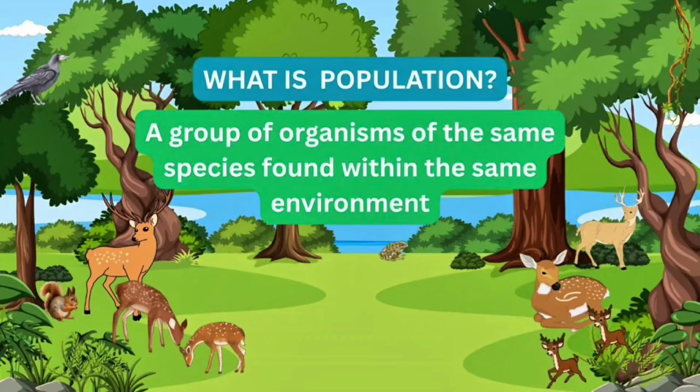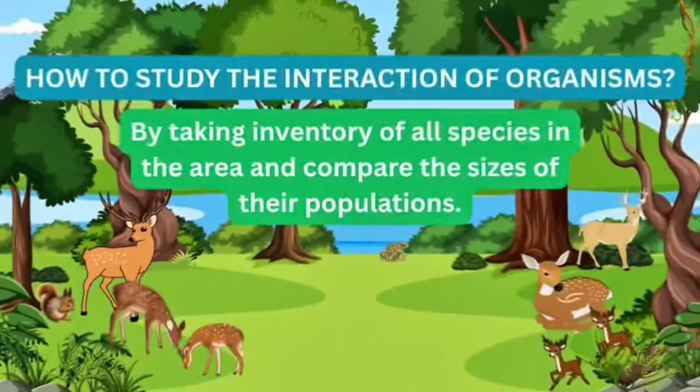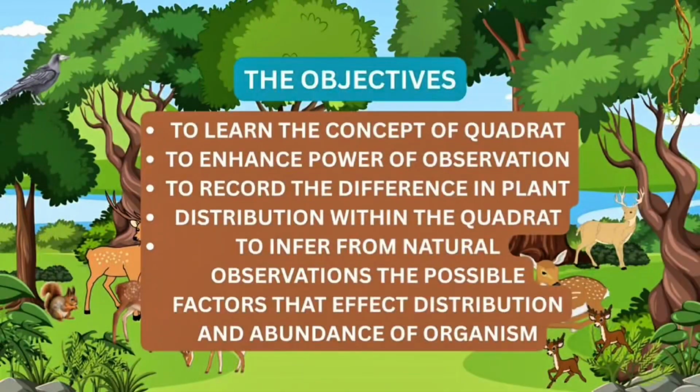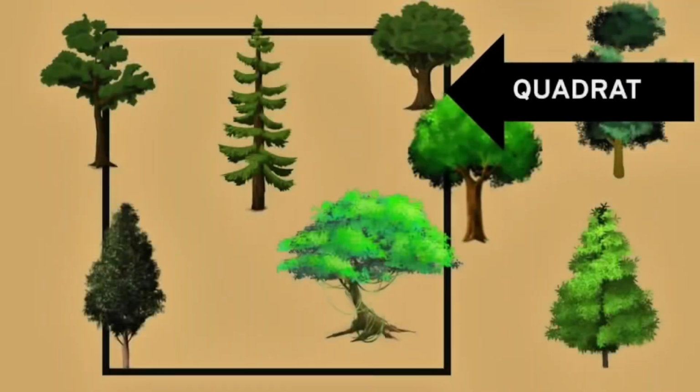What is population? Population is a group of organisms of the same species found within the same environment. How do scientists study the interaction of organisms? They do it by taking inventory of all species in the area and comparing the sizes of their populations. And these are the objectives of this practical. This is how a quadrat looks like.